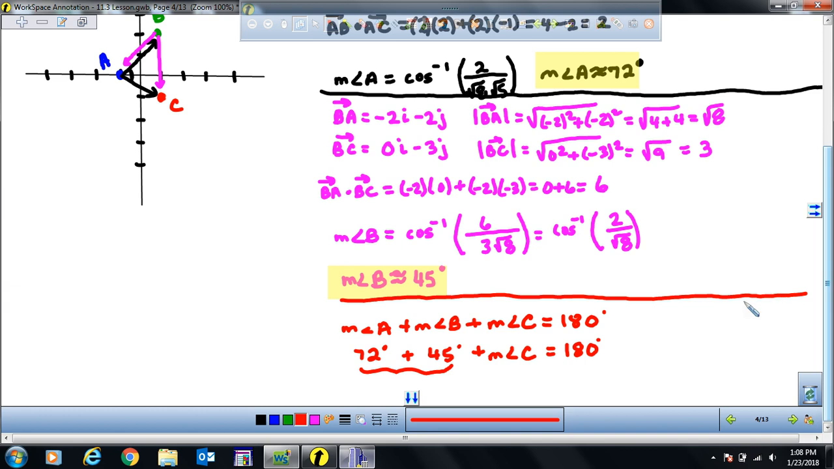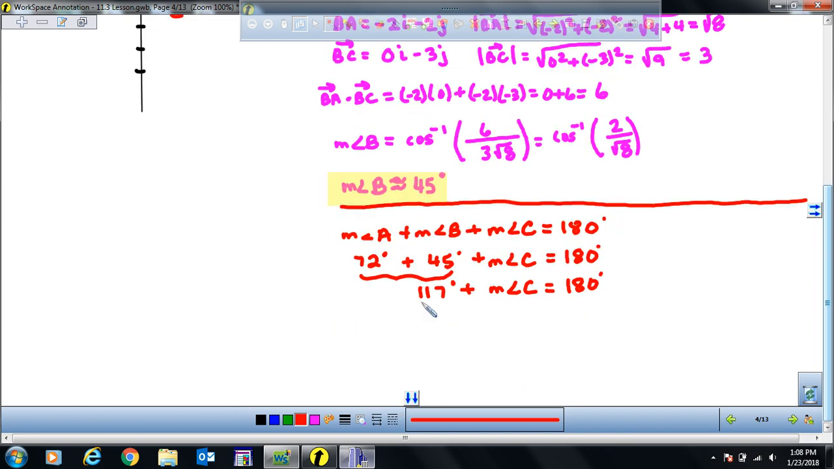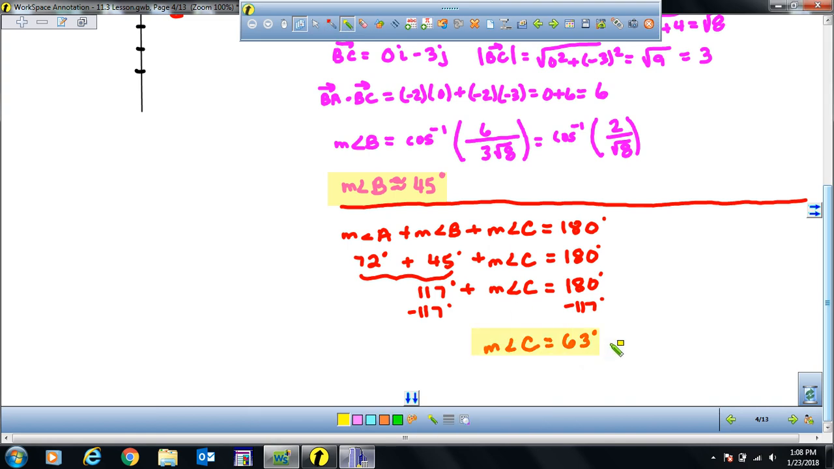So that would be 117 degrees plus the measurement of angle C equals 180. Subtract 117. So the measurement of angle C equals 63 degrees. And we just found the 3 angles.